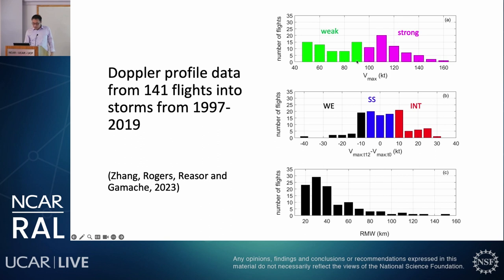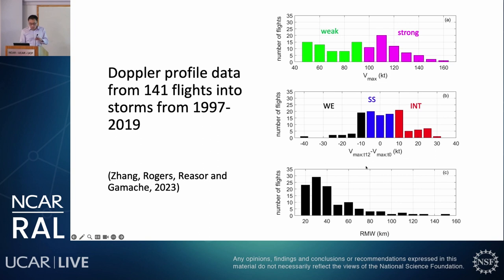The right-hand side shows the histogram of the storm intensity. So, this database covers strong and weak storms. We separated weak and strong storms when we do the composite because when we look at the intensity change problem, we want to make sure the intensity is similar so that the structural difference may be related to intensity change. And then we group the data by intensity change rate.